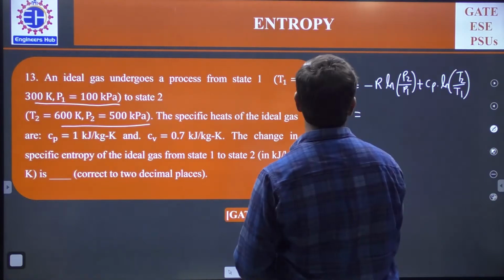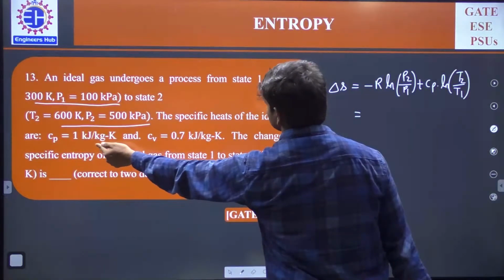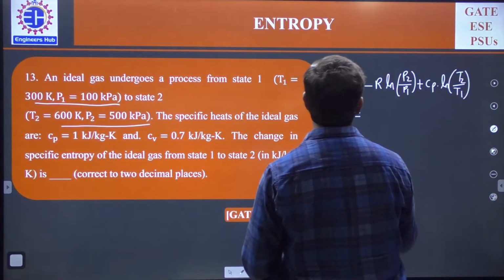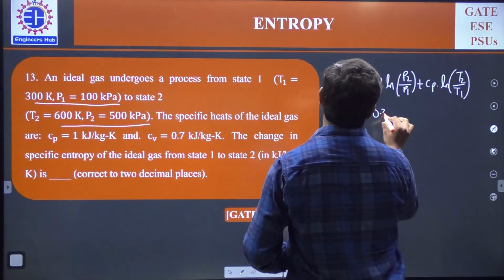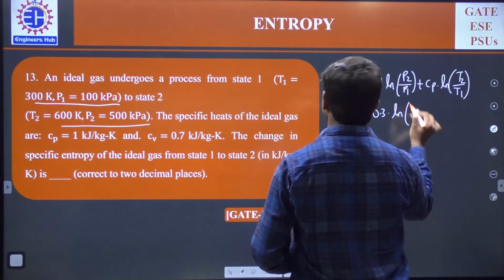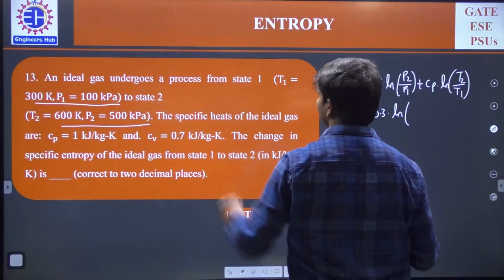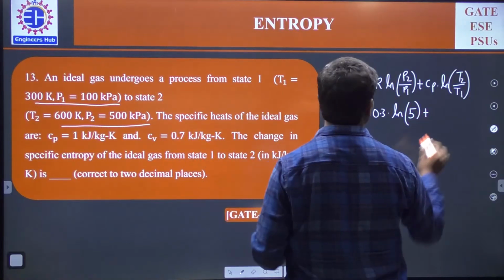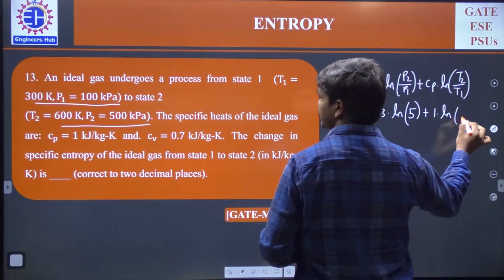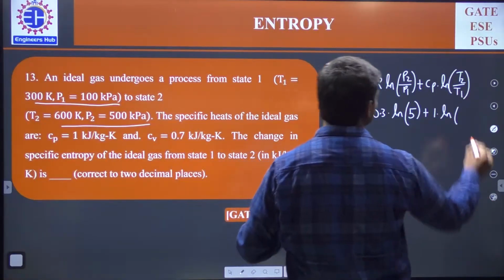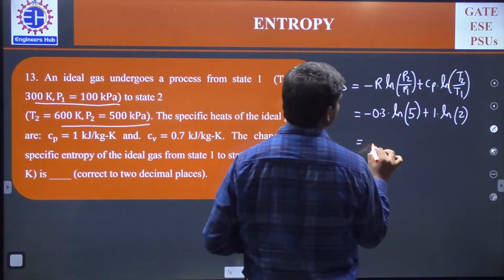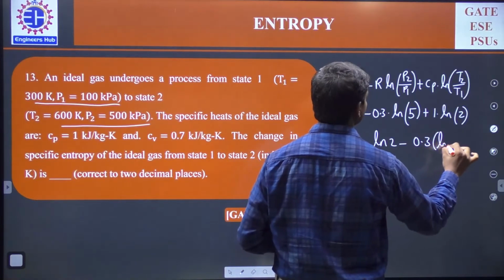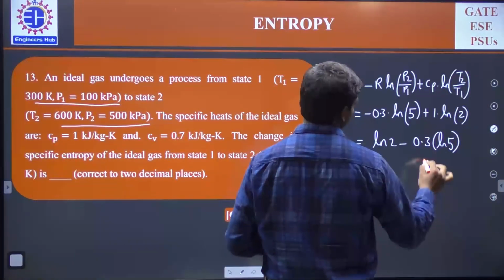so nothing is constant here, so we need to apply. If Cp is 1 and Cv is 0.7, then R value is 0.3 kilojoules. So minus 0.3 into ln P2 by P1. P2 is 500 and P1 is 100. So this is 5 plus Cp is 1 into ln T2 is 600 and T1 is 300. So this is 2. So this is ln 2 minus 0.3 into ln 5. You need to calculate this value in kilojoules.